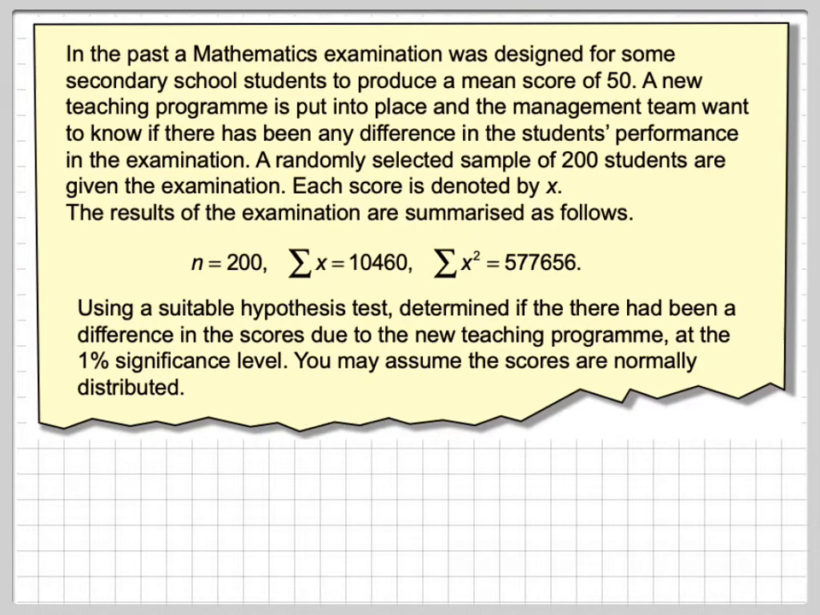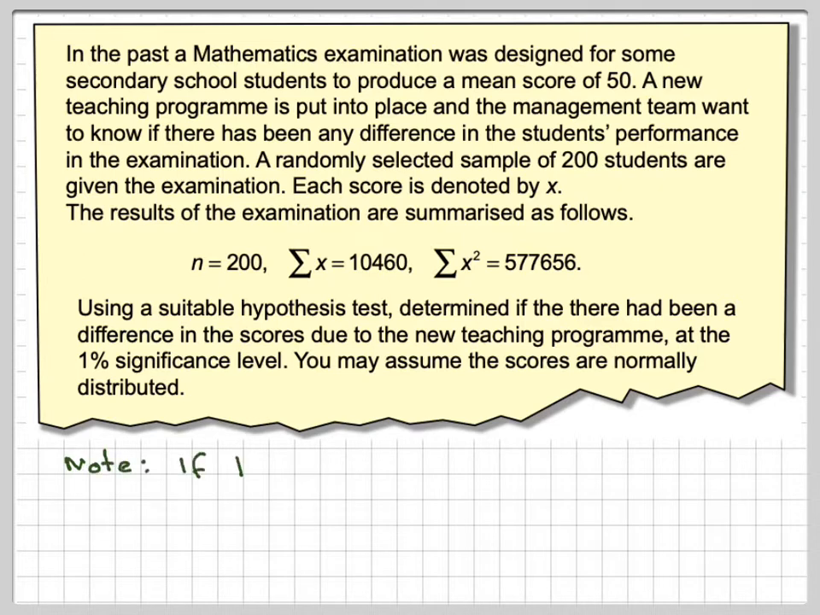Now, we might notice here that we have a mean, but we do not have any standard deviation. So the standard deviation has to be estimated from the sample. Now, this is okay. You can do this using a normal z-test using the normal distribution, provided that n is greater than 50 or 50 or more.